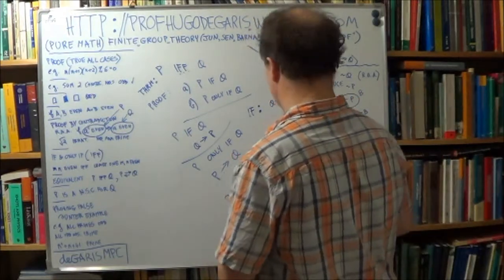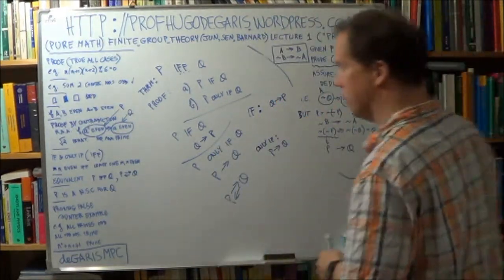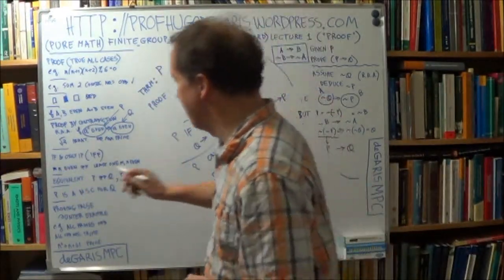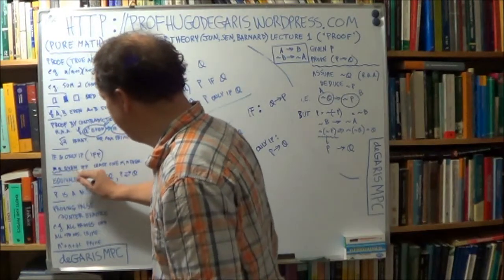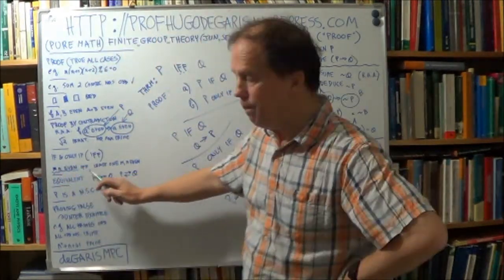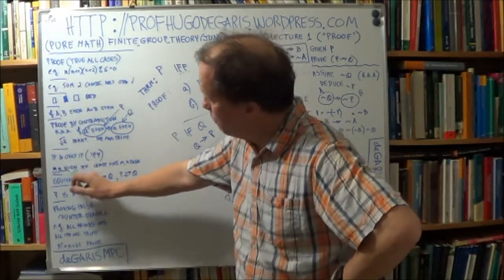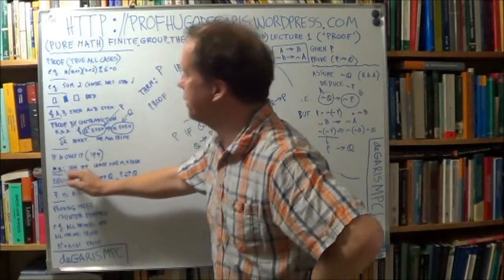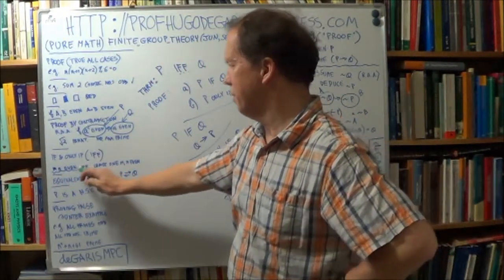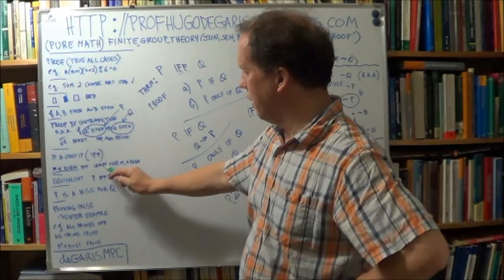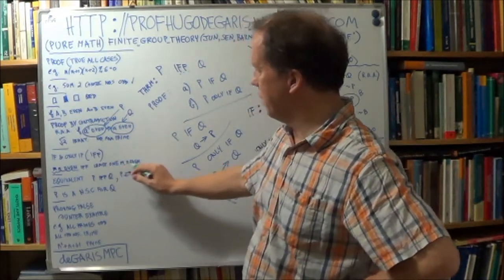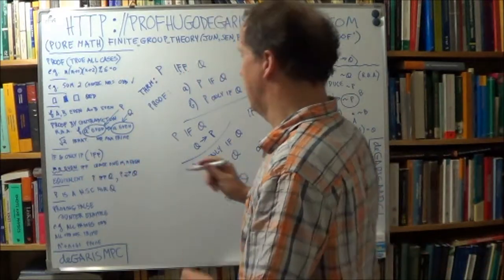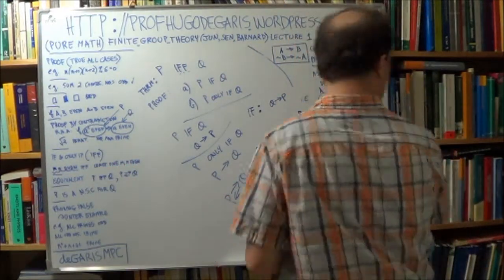Let's do some examples. You're asked to prove this. Two integers m and n. Oh no, sorry. Two integers, their product is even. And you're asked to prove if and only if at least one of them, m or n, is even. Okay? So how to do that?